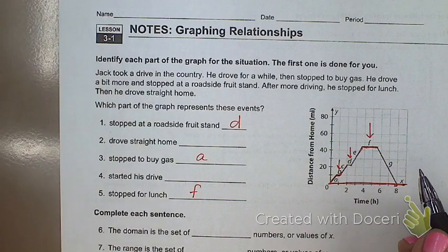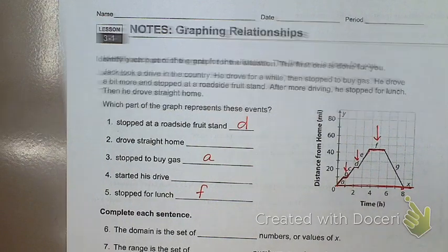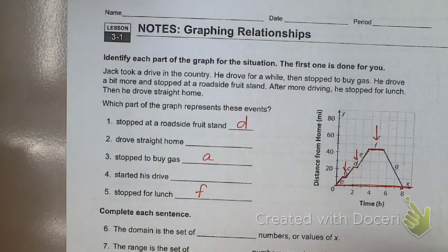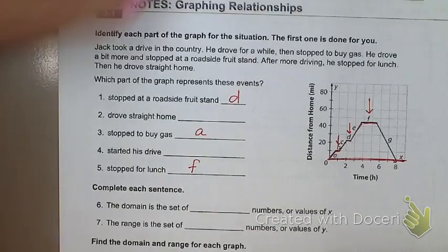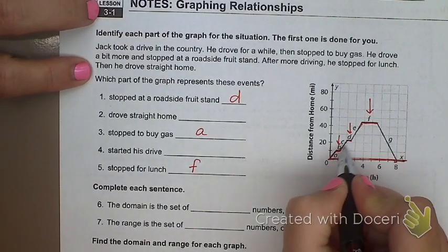Because when you're stopped, you're not getting further away from home while you're stopped. Like right now, you are not getting any further away from your house or any closer to your house. You are stopped. Okay? So that's why we get these flat lines.